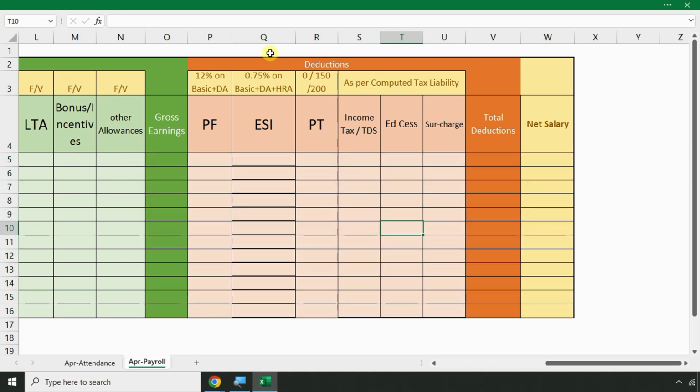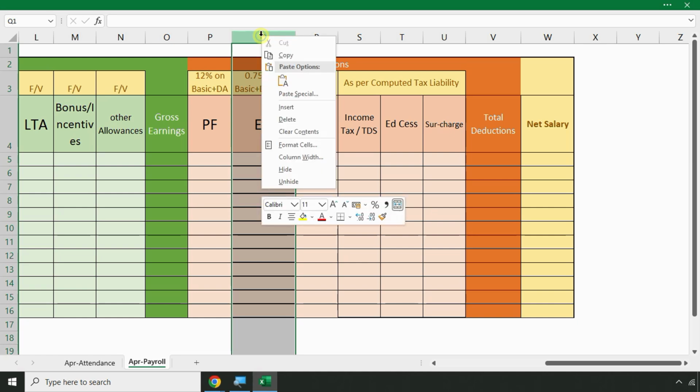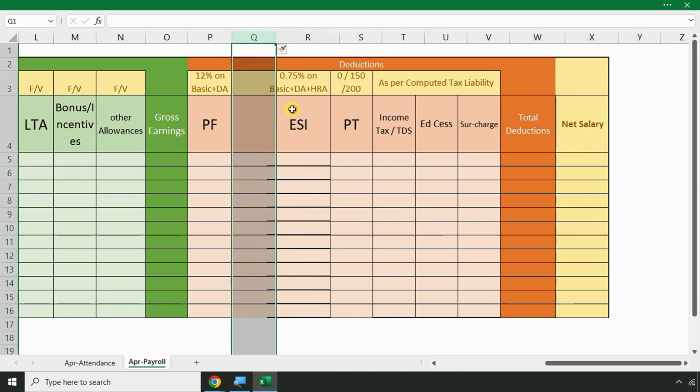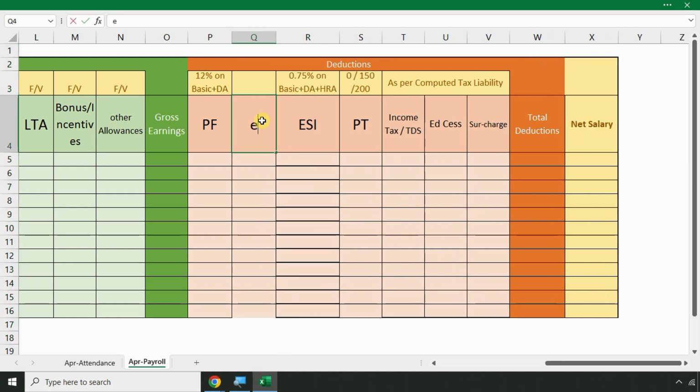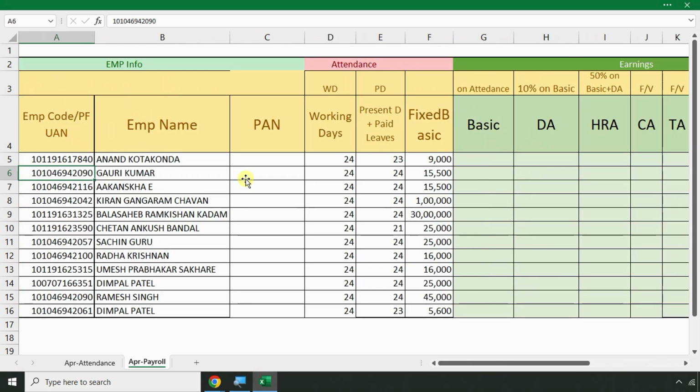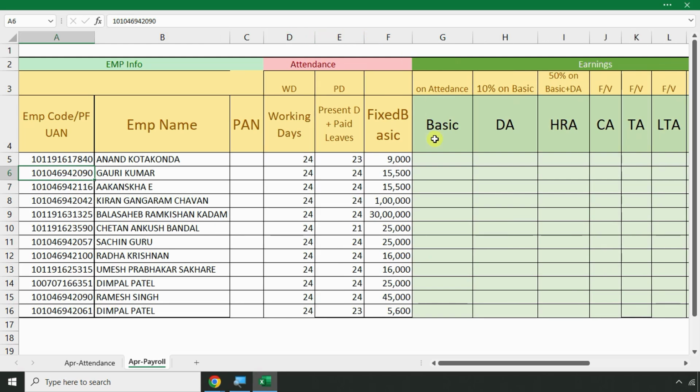For ESI, I am going to press Ctrl plus sign or right click and go to insert to add ESI validation. I will tell you later what this ESI validation is. Okay, we'll start from here. Working days clear. Next, what?